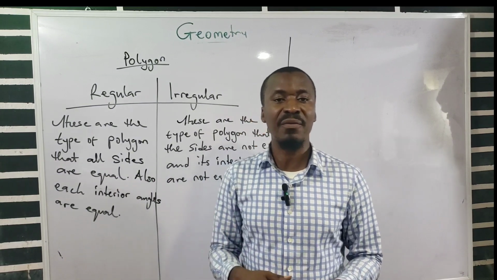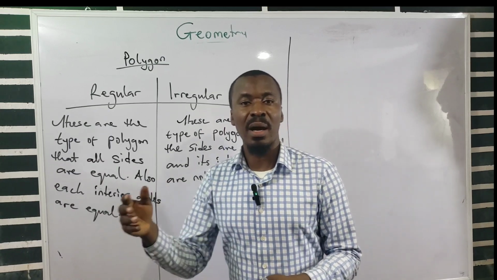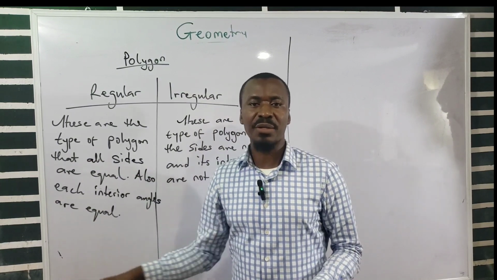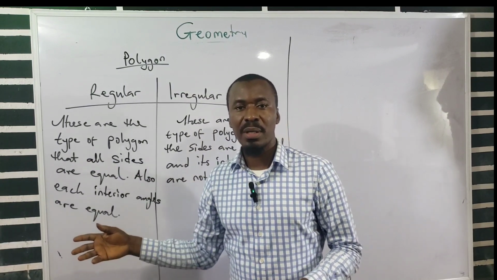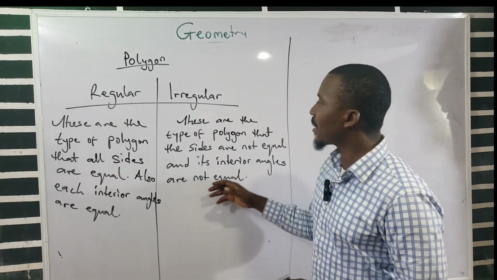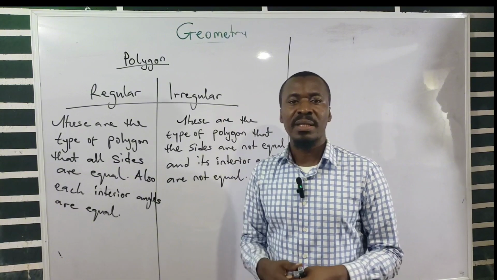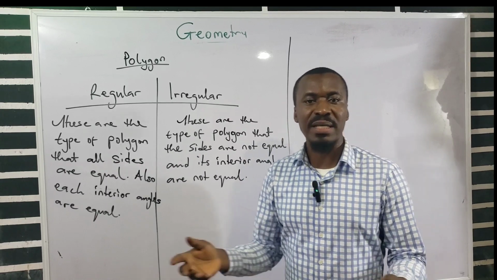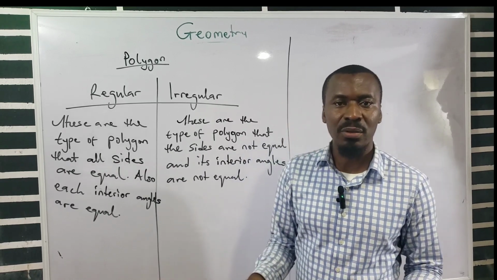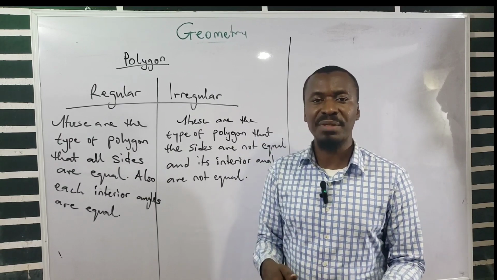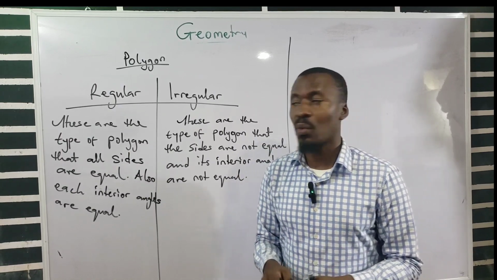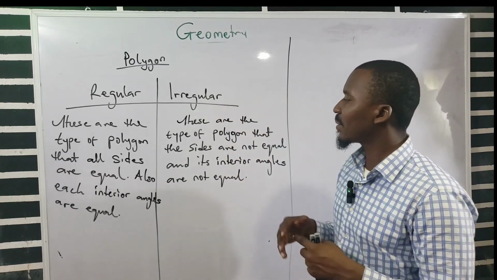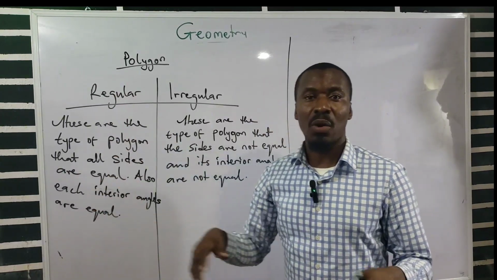So a regular polygon that we have under quadrilateral, we can say a square is a regular polygon. An equilateral triangle is also a regular polygon. Now, the irregular polygon, which is those ones that the interior angles are not equal. For example, rhombus, isosceles triangle, scalene triangle, okay? All these other shapes that the interior angles are not equal, they are regarded as what? Irregular polygons.